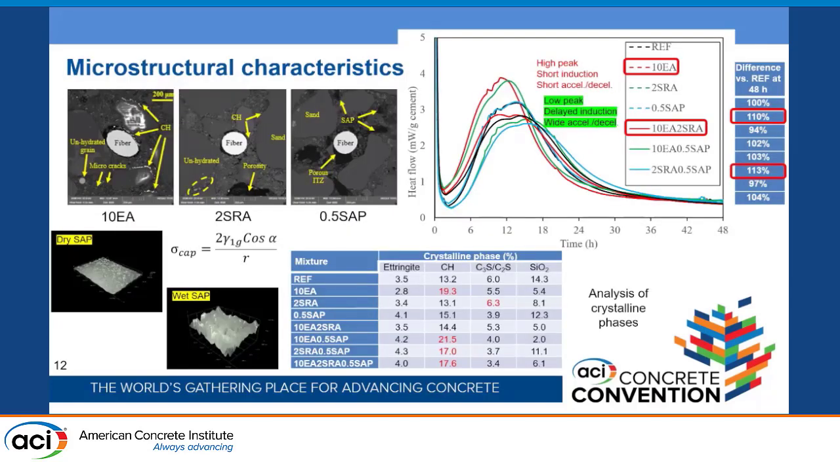Microstructural characteristics are shown on this slide. The EA system had a lot of portlandite deposition around the fiber in the middle and the aggregates, and micro cracks were observed in this system because of the excessive expansion due to the high content of expansive agent. The SAP system, as I mentioned, left voids you see around the fiber, and that was the reason for the lower mechanical properties.